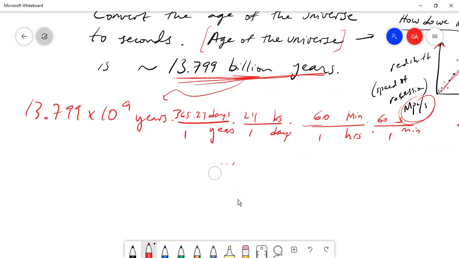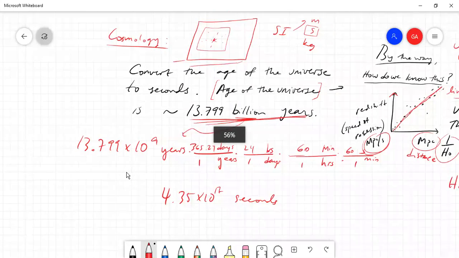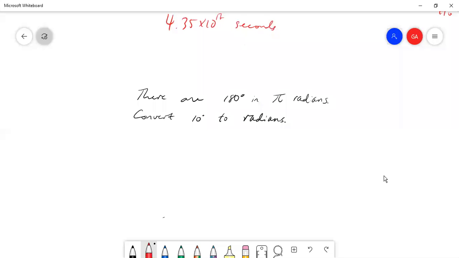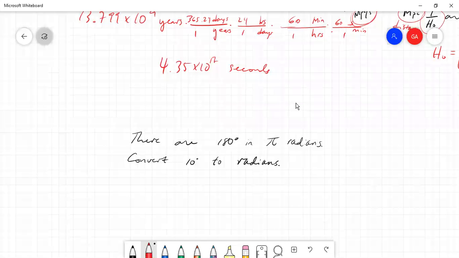But you found, and I trust some of your answers, 4.5 times 10 to the 17. It looks like multiple people got that. 4.35 times 10 to the 17. That's, yeah, roughly the age of the universe in seconds. So if you were a cosmologist, this is what you'd put into your computer and chug, right? Great. Kind of cool, right? The age of the universe in seconds. Yeah? Okay, great.